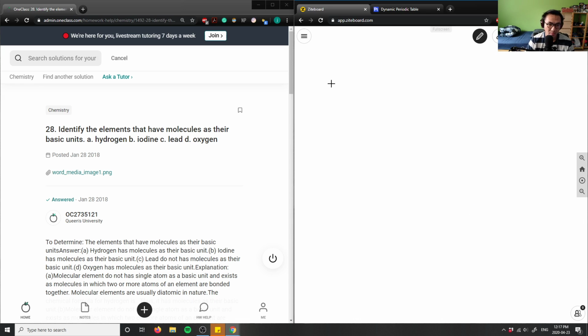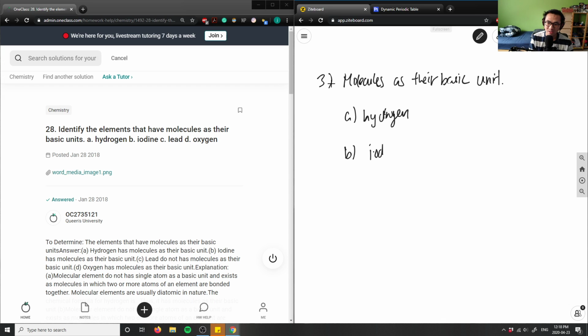It says identify the elements that have molecules as their basic unit. So I have A here, which is hydrogen. B here is iodine. C here is lead. And D here is oxygen.